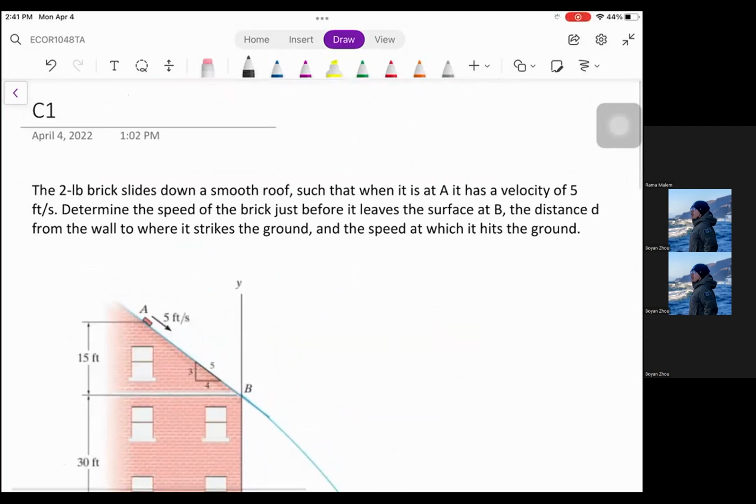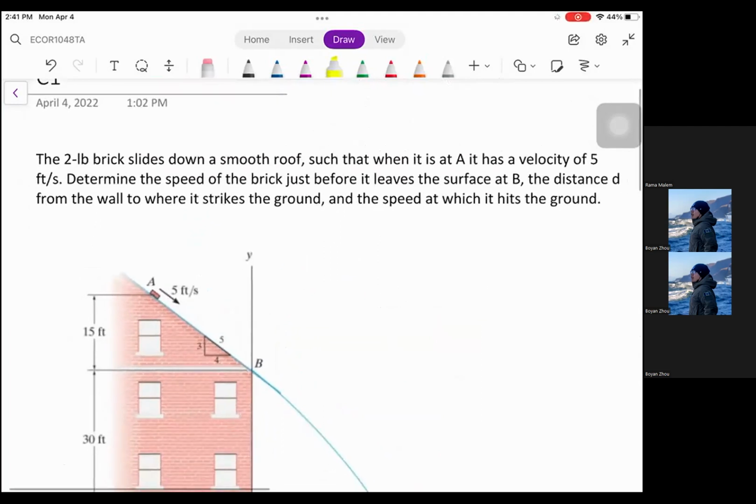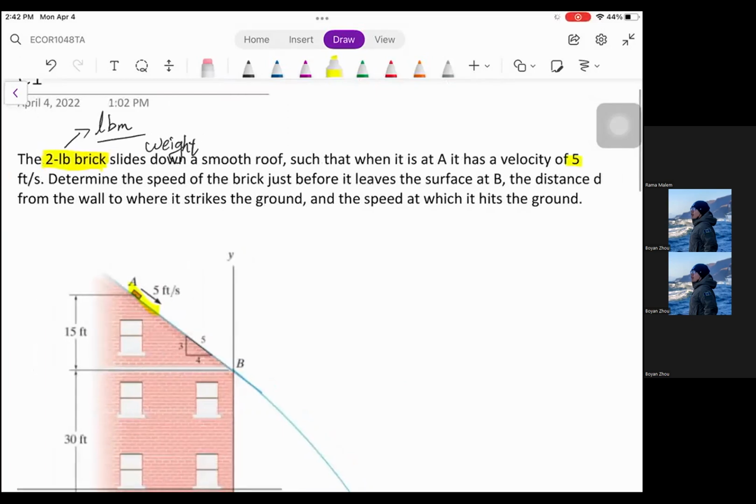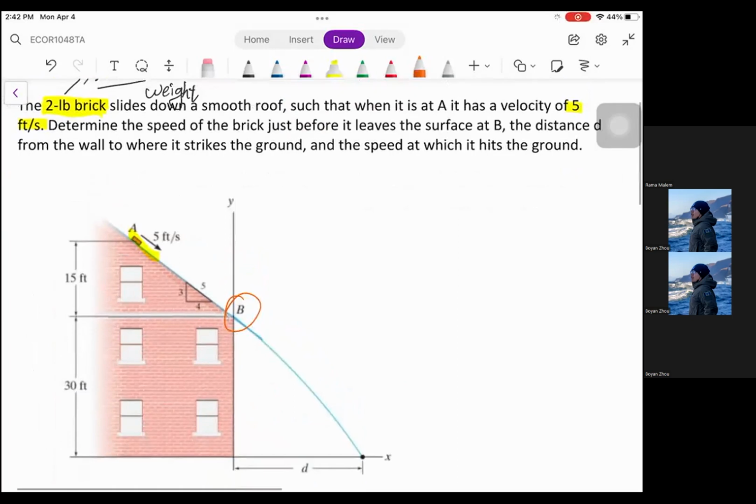So anyway, let's start with the first one. We have a 2 pound brake, and sometimes people call this pound mass, but for me, I just recognize this one as the weight. So it's actually a force unit, not a mass unit. This thing is sliding down at 5 feet per second. That is the velocity at the top. And we are going to determine the speed at this location, and also when it hits the ground, and also what's going to be the distance d.